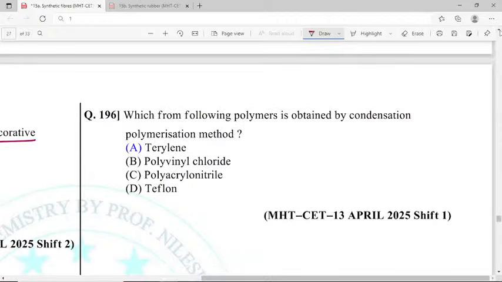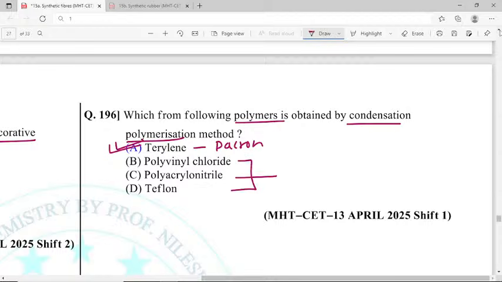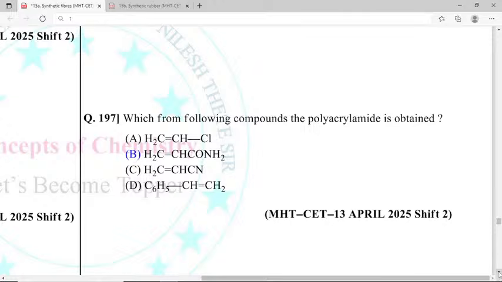Which from the following polymers is obtained by condensation polymerization? Terylene. Terylene stands for Dacron. And all the remaining three are addition polymerization. Which from the following is polyacrylamide used for? Gel electrophoresis.